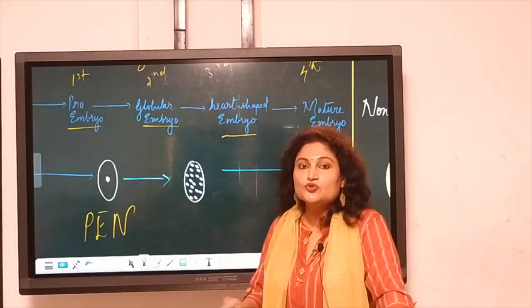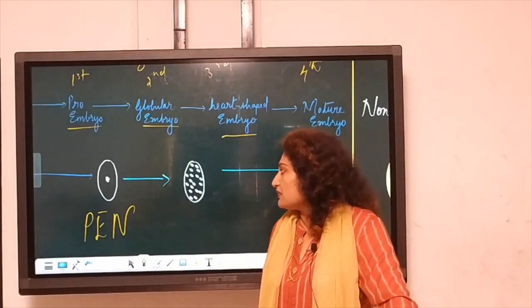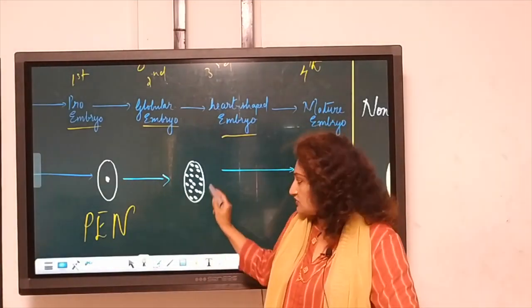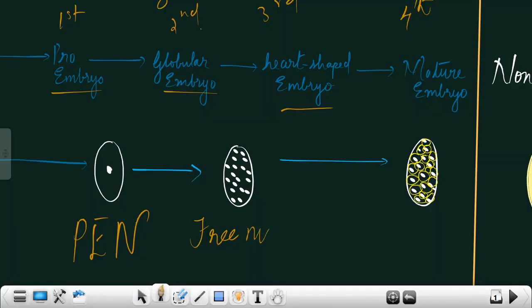Nuclear division is usually followed by cell wall formation, but here it is not followed by cell wall formation. So this structure is called free nuclear endosperm.